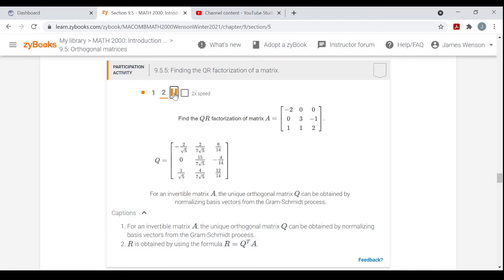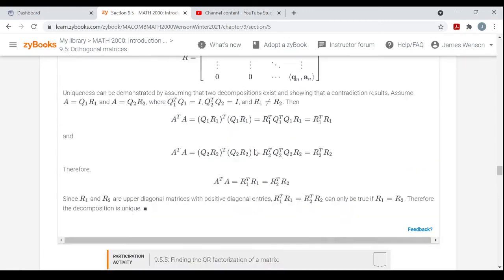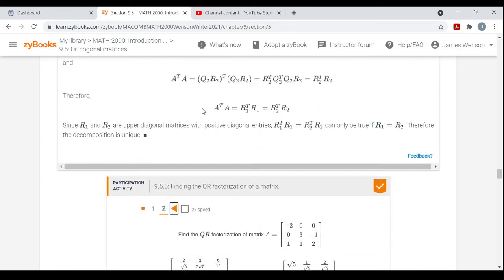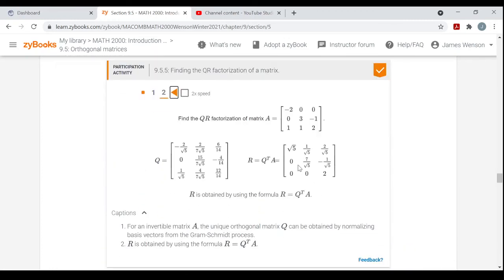And then if you want A to be equal to QR, just multiply. If you want to find that R, just take A and multiply on the left by Q transpose, right? Because that would get rid of Q here. And R will be Q transpose times A, and that's what they're showing you here. And you see it's upper triangular, and down the main diagonal are positive entries.